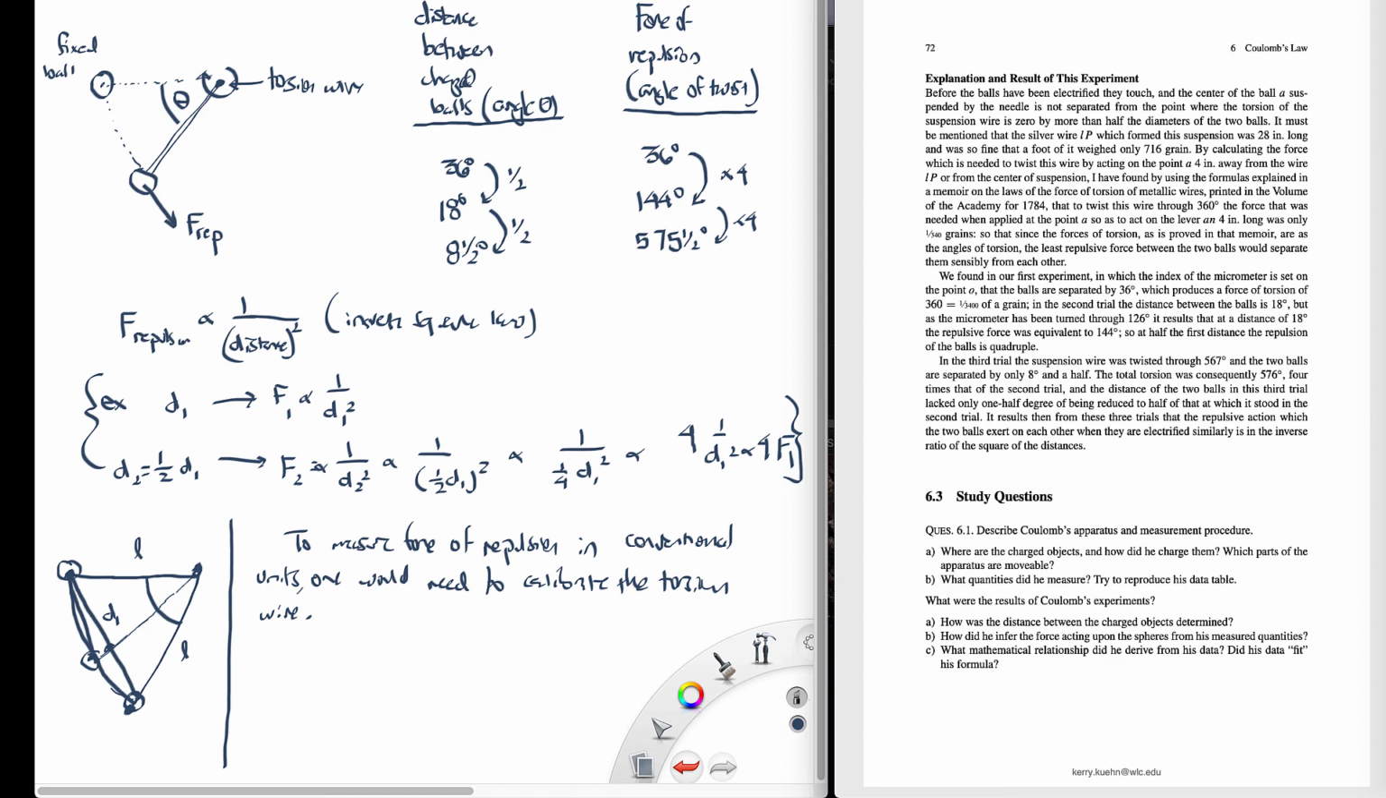I think we've finished our discussion of Coulomb's law of force, and next time in the lecture we are going to begin with the work of Hans Christian Ørsted.